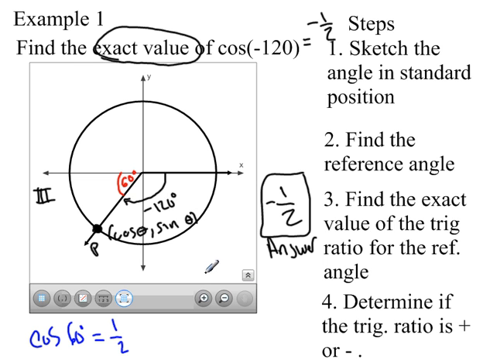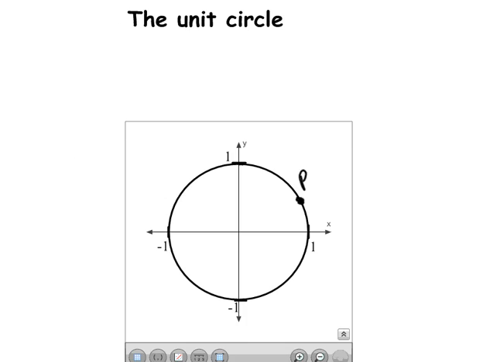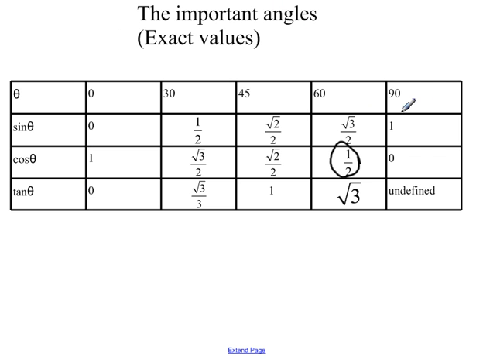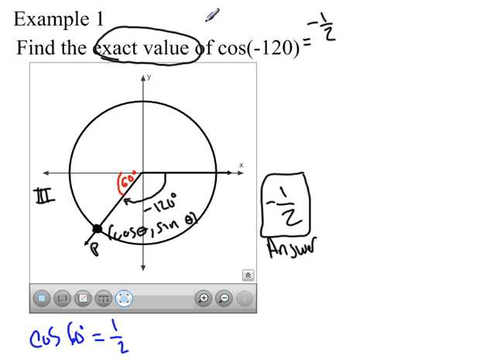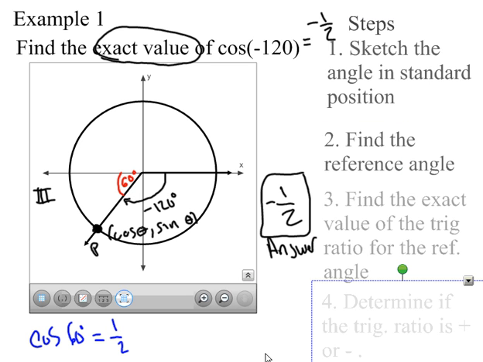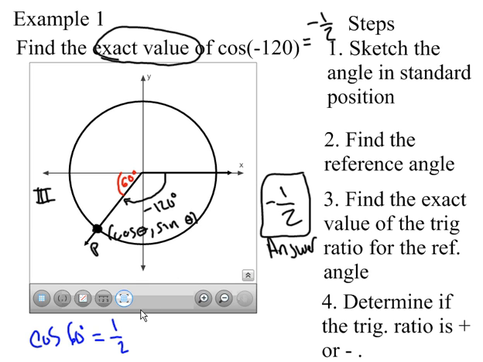And essentially, guys, all we're doing is using the reference angle to find the exact value, because we don't have exact values for 120 degrees, right? If you go back to our chart, we don't have 120 degrees here. You just have exact values for 0, 30, 45, 60, and 90. So we have to use the reference angle. The reference angle is 60. So what's the exact cosine of 60 degrees? It's 1/2. But since the angle's in the third quadrant, I have to account for that. In the third quadrant, cosine is negative.